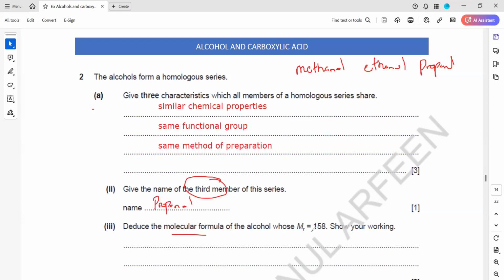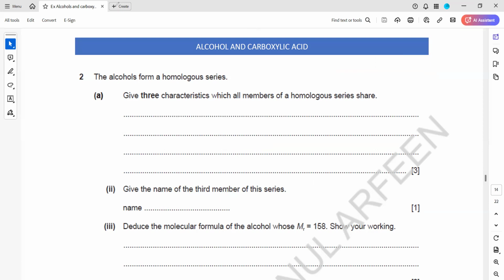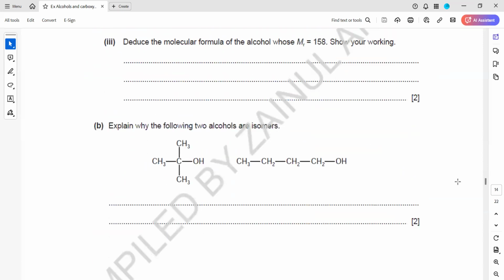Deduce a molecular formula of an alcohol, which has a molecular mass of 158. So how can we work out the molecular formula for the alcohol? Look, we have a general formula for alcohol, CnH2n+1OH. And the total mass in this example is 158, according to the question. The mass of carbon is 12, so we write 12n, plus the mass of hydrogen is 1, so 2n plus 1, plus the mass of oxygen is 16, plus the mass of hydrogen is 1. That equals 158.